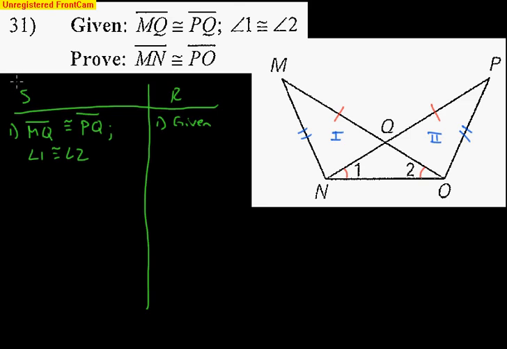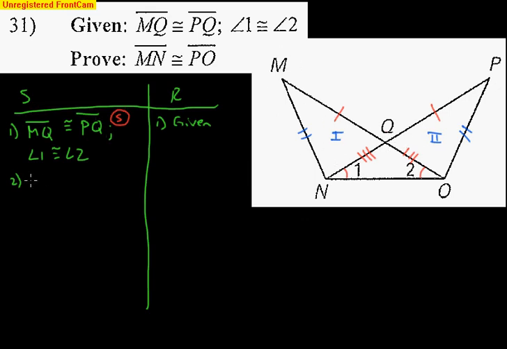Well, right now, I have a pair of sides, MQ and PQ. Now, what can we do with angle 1 and angle 2? Remember the converse to the base angles theorem. If two angles in a triangle are congruent, then the sides opposite those angles are congruent. The side opposite angle 1 is QO. The side opposite angle 2 is QN. They are going to be congruent. And luckily, they are part of the two triangles we want to prove congruent.